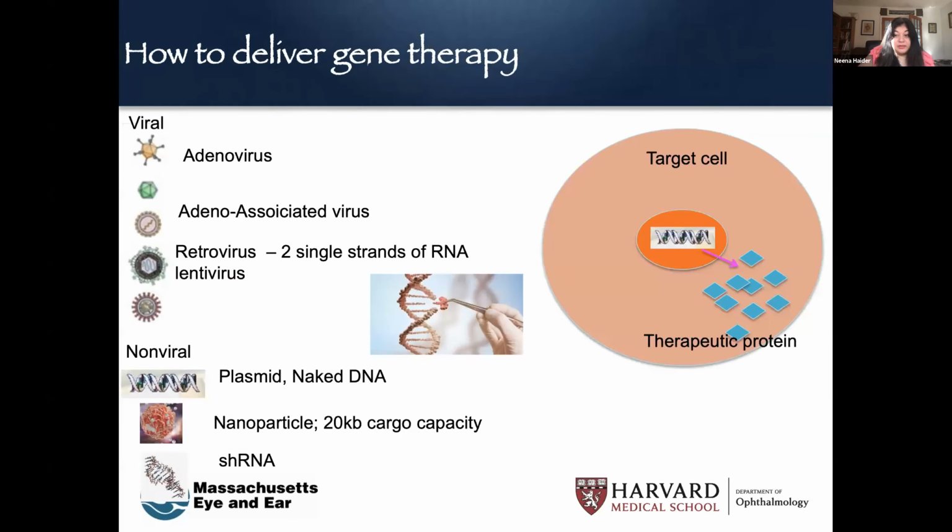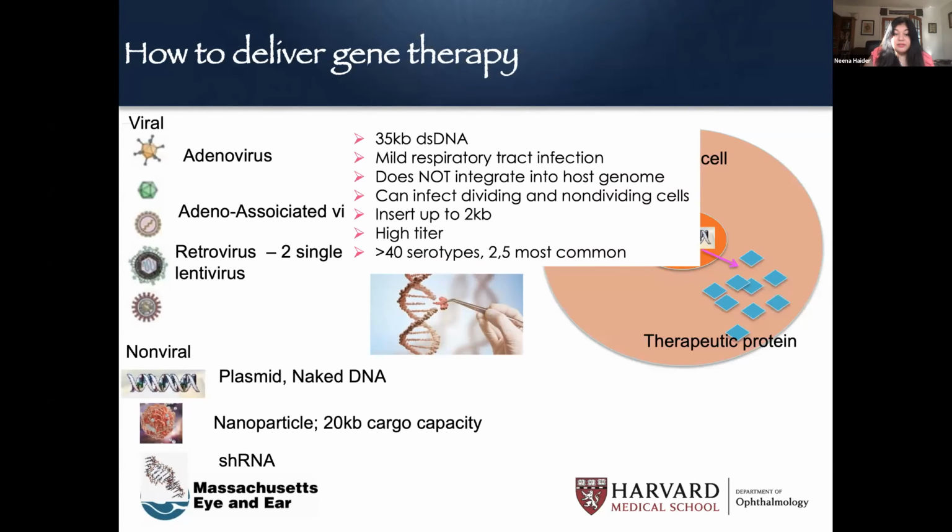There are many ways that gene therapies are now being delivered, and I want to go over these different vehicles of delivery before we move on to what kind of trials are ongoing currently. So the first one is adenovirus, and these are viral versus non-viral, so we'll start with the viral.